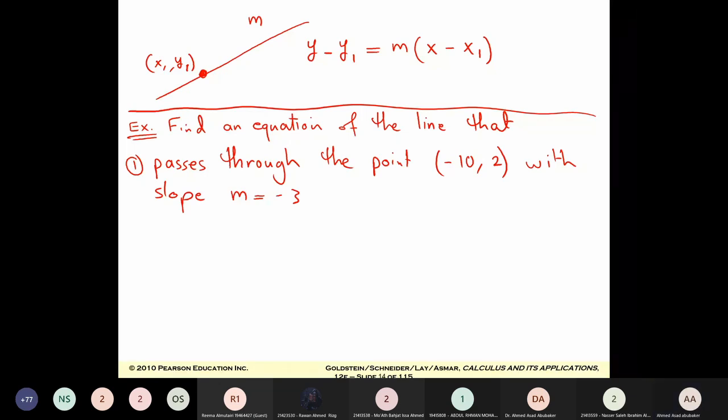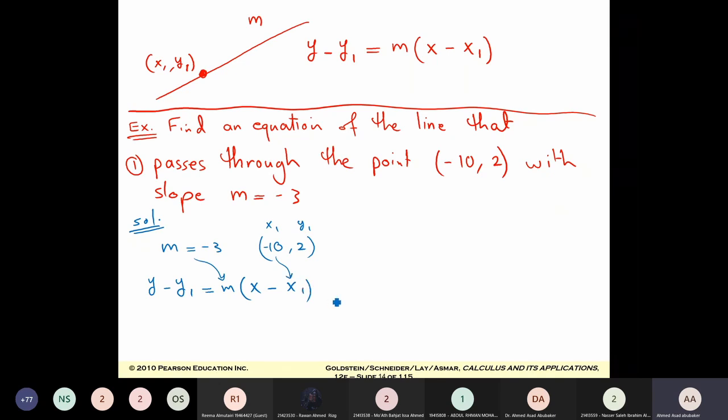Now any line, given the slope and point, we can find the equation of this line. So the slope equals negative 3, the point is (-10, 2), this is x1 and y1. Okay, now the equation: y minus y1 equals m times (x minus x1). So we need to substitute m here, x1 here, and y1 here to find this equation.